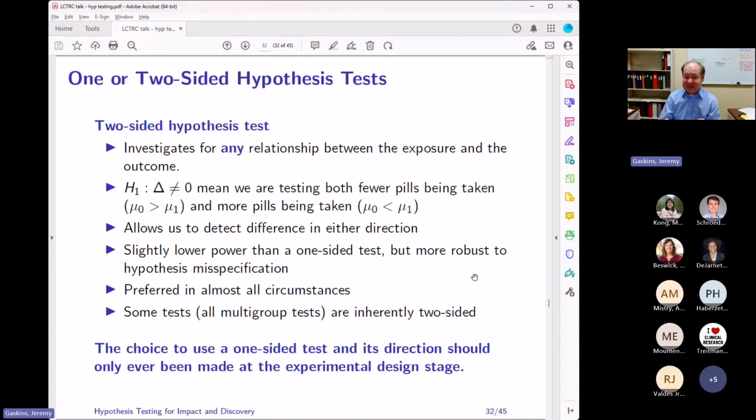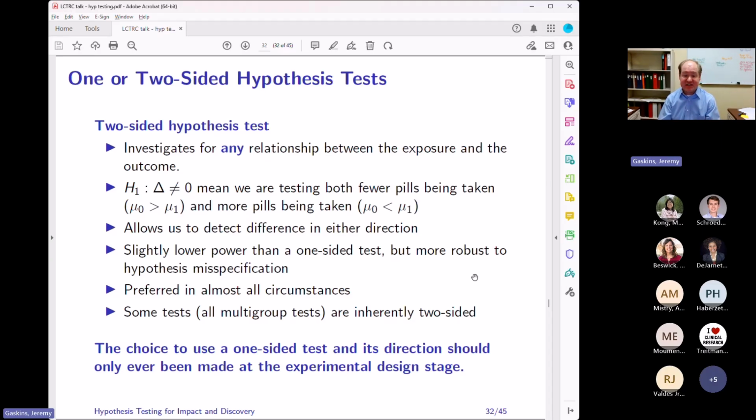There is a slight power loss. So if I use a one-sided test, I typically have slightly higher power. Of course, my two-sided hypothesis test is robust to hypothesis misspecification. And I would say that basically it's preferred in almost all circumstances. Again, I would very, very rarely encourage folks to use one-sided hypotheses.